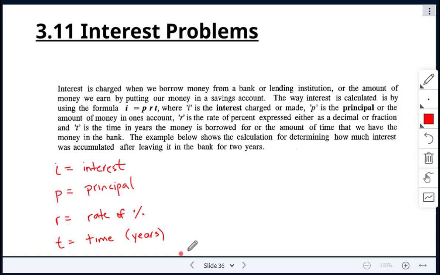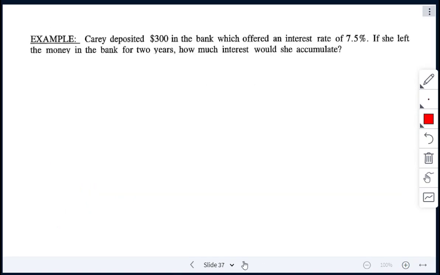So our example is going to take a look at how much interest was accumulated after leaving it in the bank for 2 years. Carrie deposited $300 in the bank, which offered an interest rate of 7.5%. If she left the money in the bank for 2 years, how much interest would she accumulate?